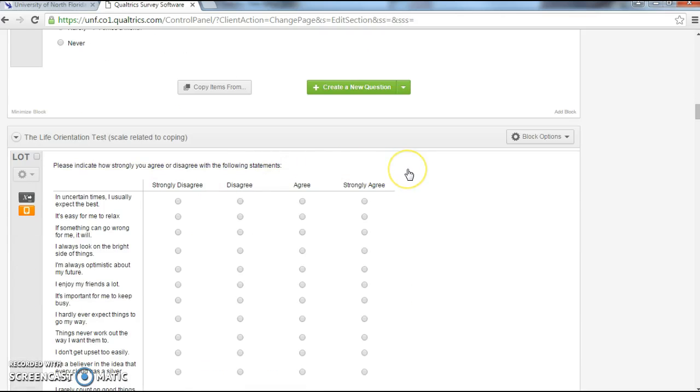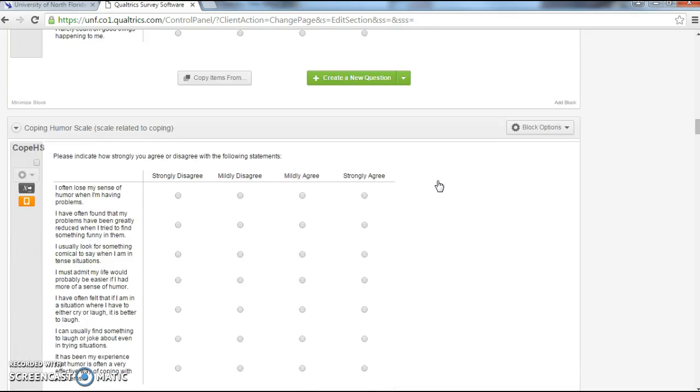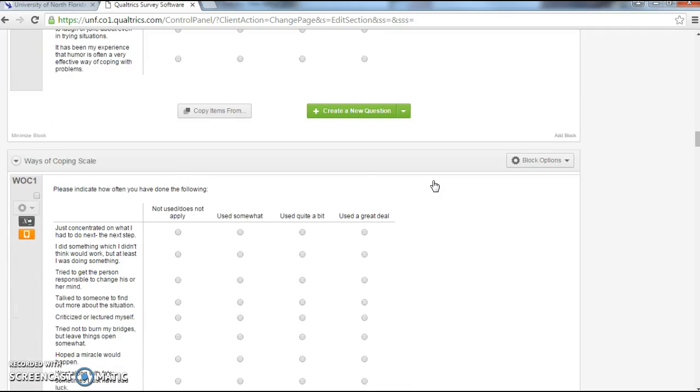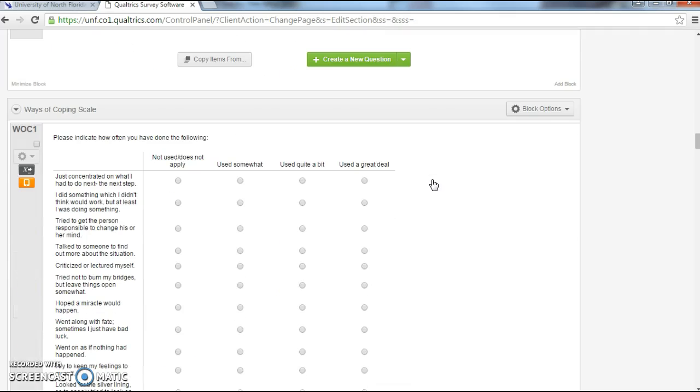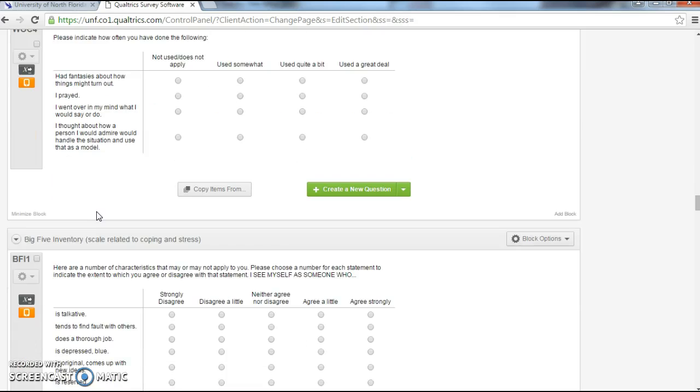After that, you started through the different measures that were related to stress and coping. This first one, the life orientation test, was related to optimism. Next, we had a short one on the coping humor scale. Then we had a longer one on ways of coping. I'm going to show you how this is broken down into 8 different subscales. So all of these different items were grouped based on ones that were similar and indicative of different types of coping. So this one was pretty long.